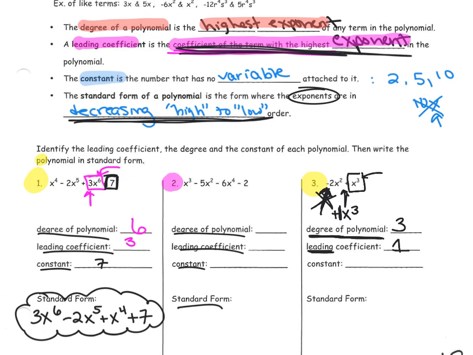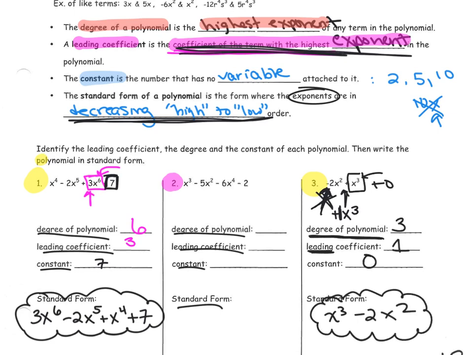Okay, constant, this really is just plus 0, so the constant is 0. I don't see any other numbers here, so it's just plus nothing, plus 0. And then I'm just going to rewrite this in standard form. Okay, and that is my final answer.